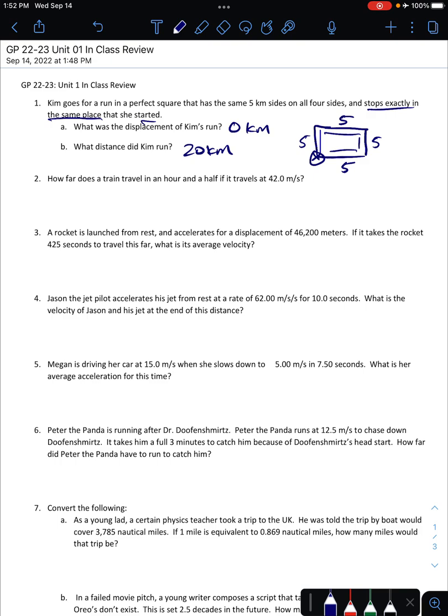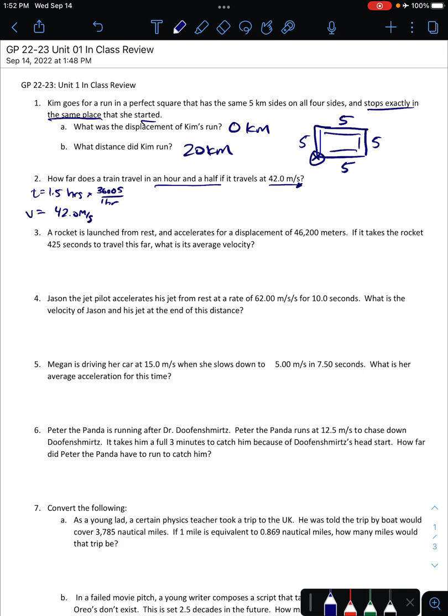All right. How far does a train travel in an hour and a half if it travels at 42 meters per second? All right. So our time here is 1.5 hours. Our velocity there is going to be 42.0 meters per second. All right. Because that's in meters per second and because that's an hour and a half, we got to convert that. So there's 3,600 seconds in 1 hour.